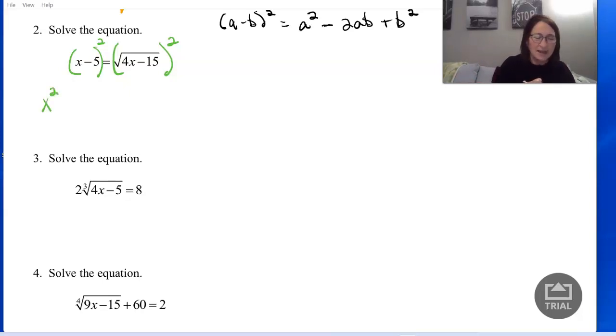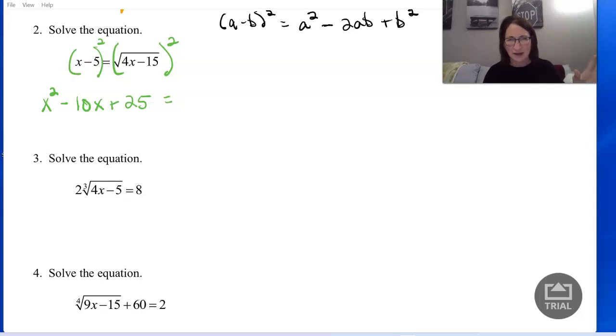So that's going to give me x squared minus 2 times 5 times x, which is 10x, plus 5 squared, which is 25. So that is what I just multiplied out. That trinomial gave me a perfect square trinomial. That happens every time. Now on the right, this exponent cancels out with that index.